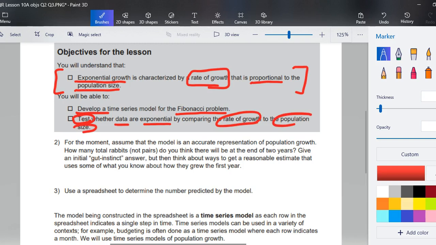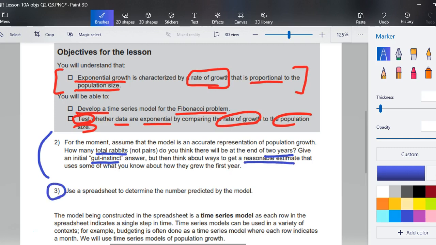This is a great time to hit pause, go do question at least 2, maybe 3 and beyond, and then come back and we can work on these together. Question 2, for the moment, assume that the model is an accurate representation of population growth. How many total rabbits, not the pairs, do you think that there will be at the end of 2 years? Go ahead and give an initial gut instinct answer, but then think about the ways to get a reasonable answer that uses some of what you already know about how they grew in the first year.